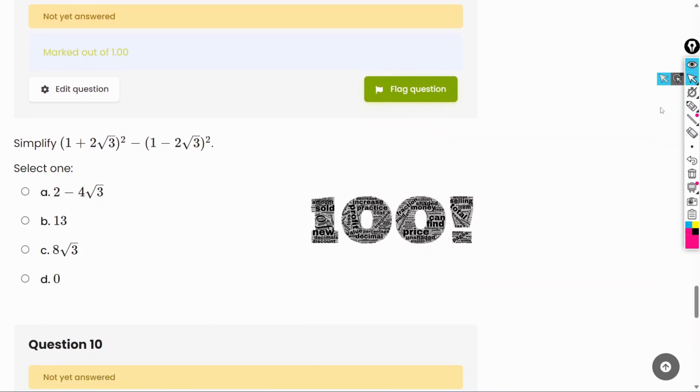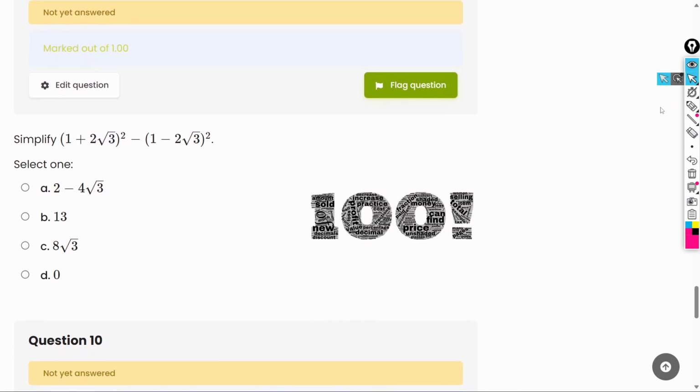Okay, so question 9, we have this. Let me write it out. We have 1 plus 2 root 3 squared minus 1 minus 2 root 3 squared, and we're asked to simplify it. Alright, this is the difference of 2 squares.